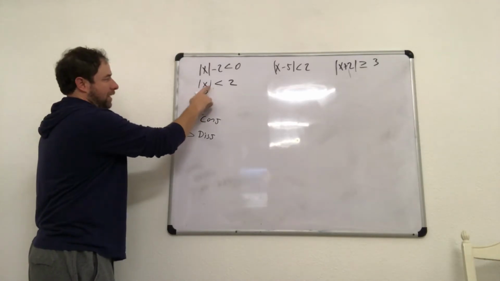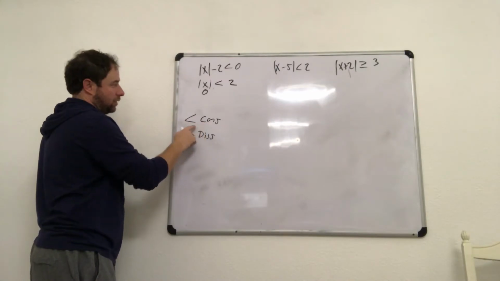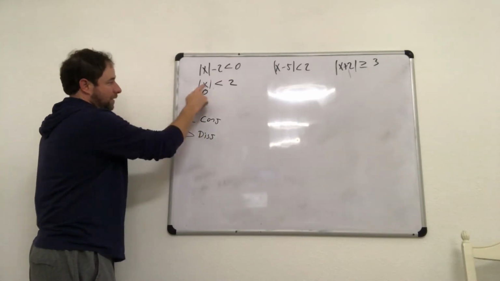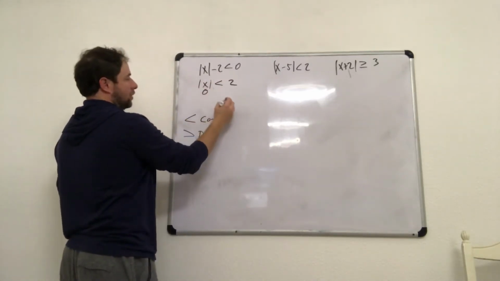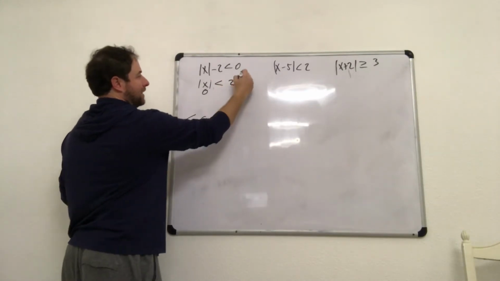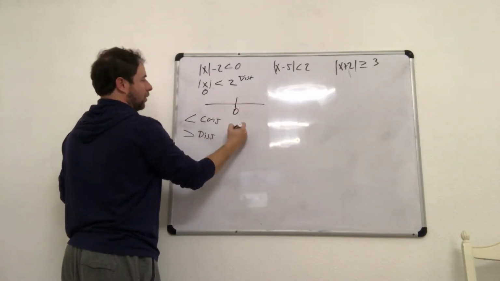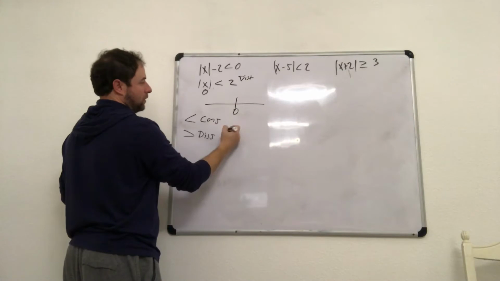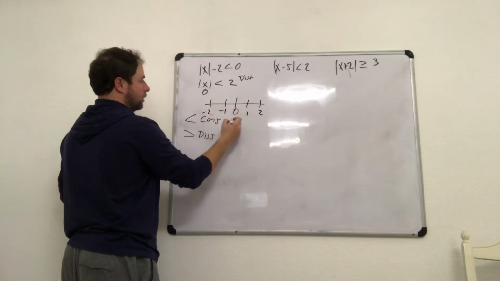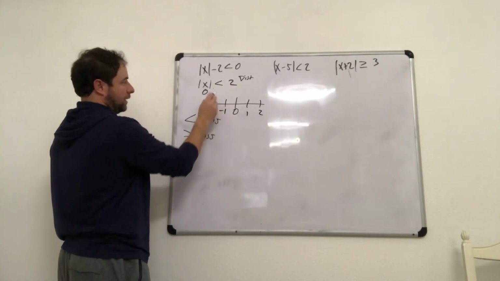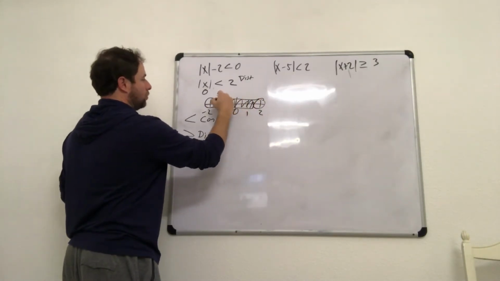Whenever the absolute value is less than a number, it's going to be a conjunction. Less than is a conjunction. Greater than, absolute value is greater than, it's going to be a disjunction. The number on the left is going to be the origin, and the number on the right is going to be the distance. So if the origin is 0, the distance is 2 either way of 0. So we'll go 1, 2, and we'll go 1, 2. And it's a conjunction because it's less than. It's going to be empty, empty. Conjunction means in between the 2 points.